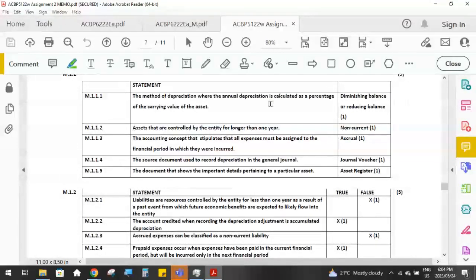So here they've ordered everything correctly. So here are our 5 statements. The first one, the method of depreciation where the annual depreciation is calculated as a percentage of the carrying value of the asset. So take note that the depreciation is calculated as a percentage of the carrying value of the asset, as opposed to a percentage of the cost of the asset. So when we do this, it's called the diminishing balance or the reducing balance method.